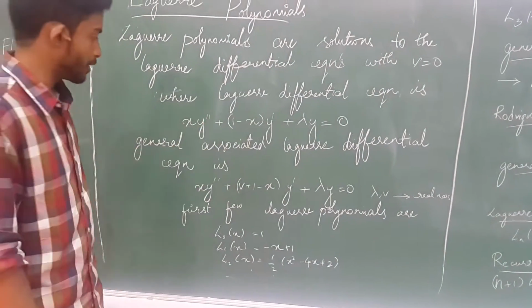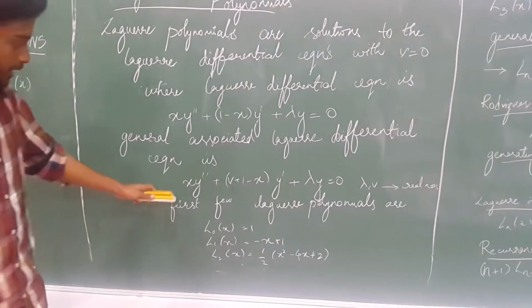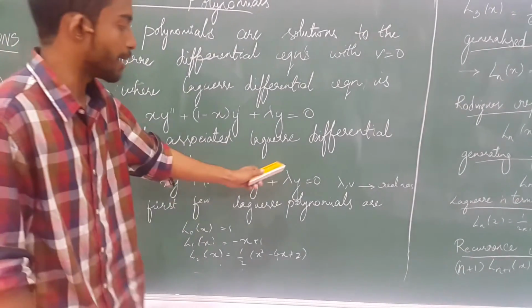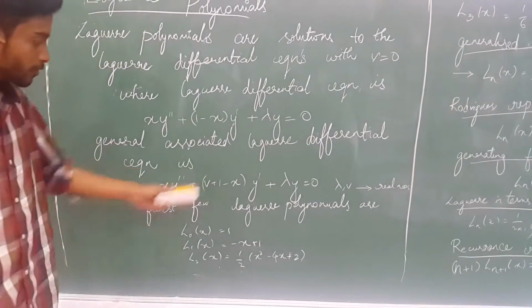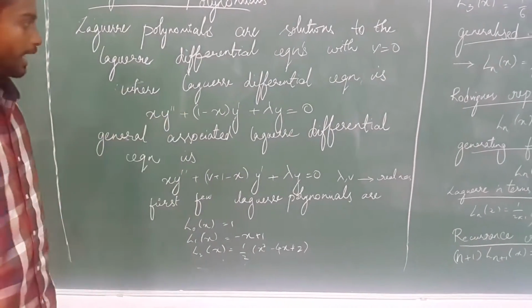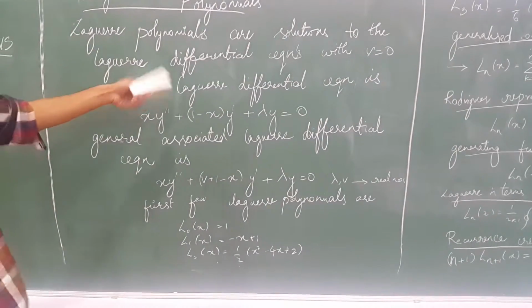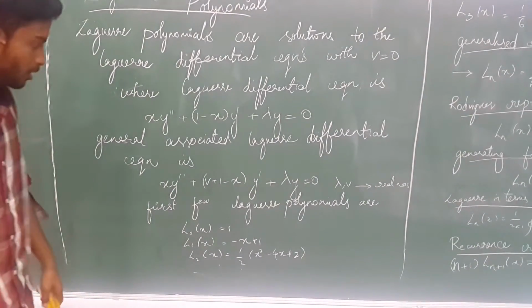The general associated Laguerre differential equation is x y'' + (v + 1 - x) y' + λ y = 0. On substituting v = 0, you will get the Laguerre differential equation, and Laguerre polynomials are solutions of the Laguerre differential equation.